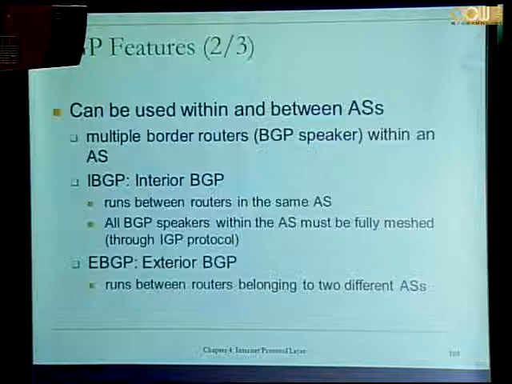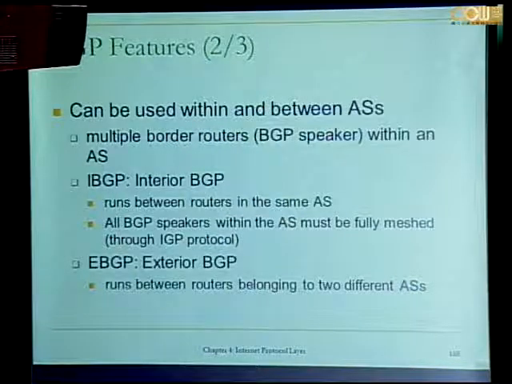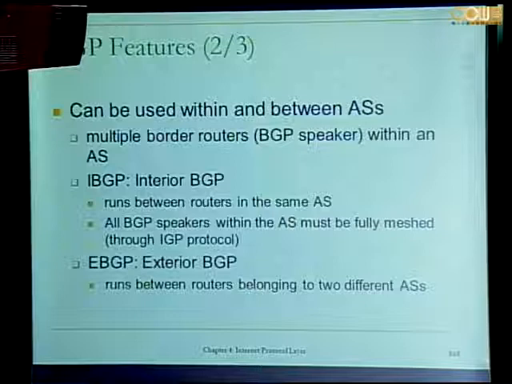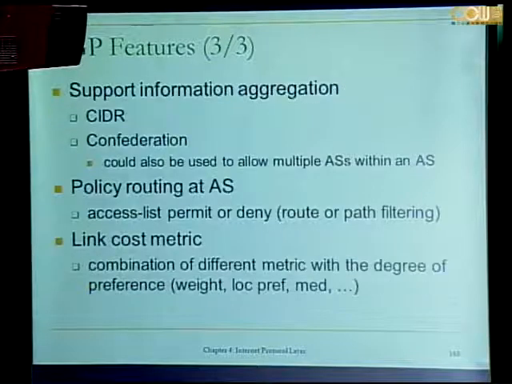And again, even though it's used mostly between domains, it could also be used within a domain, but not as usual. Usually it is used in between domains.